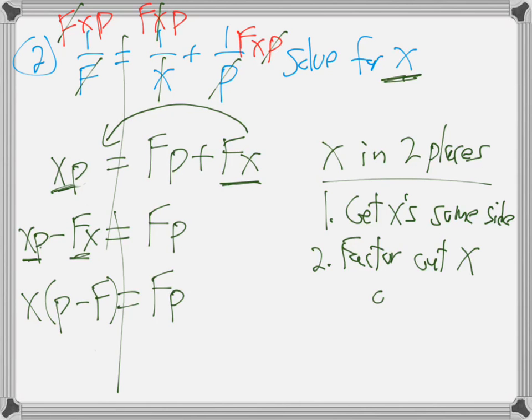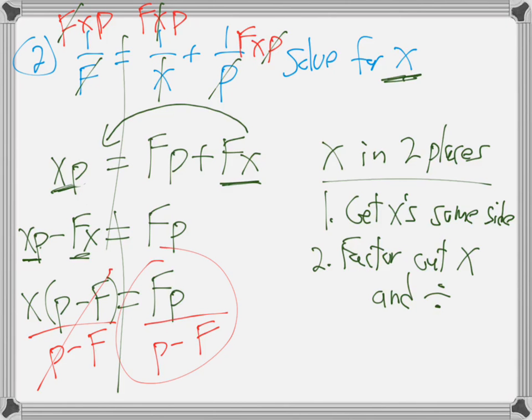Factor out the x and divide. So last step, just divide by p minus f. Boom. There it is. X is alone. Make sure when you type that in, you use the right cases. The f is capital, the p is lowercase.